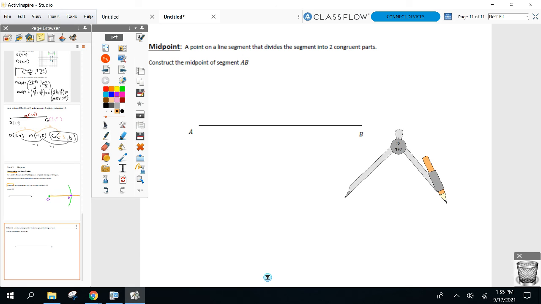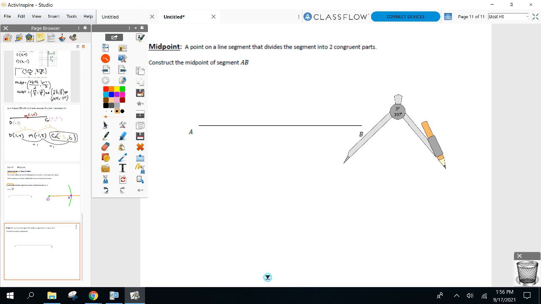How to find the midpoint using your compass. I call this the fish construction, and maybe you'll see why at the end. For this one, I don't want to make a segment underneath. Why? What am I asked to find the midpoint of? The segment AB. So why am I making a new one? I have to do it right on here.